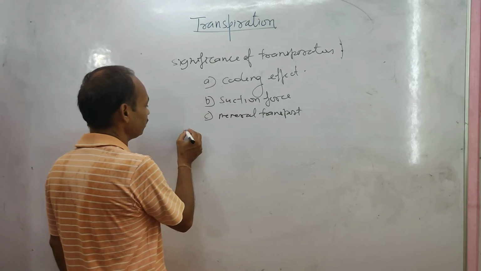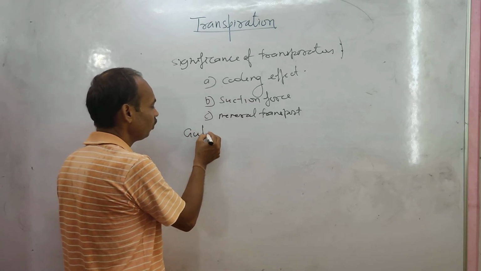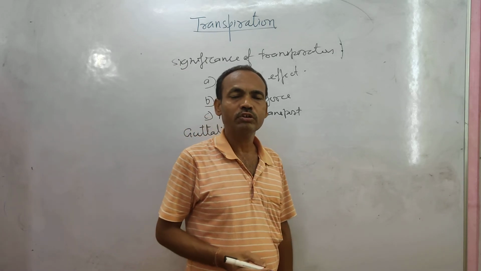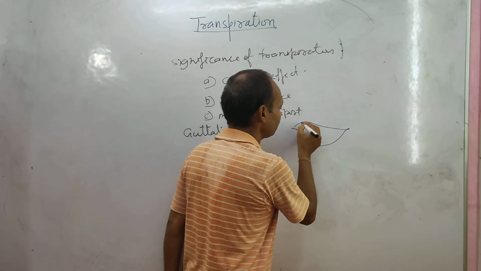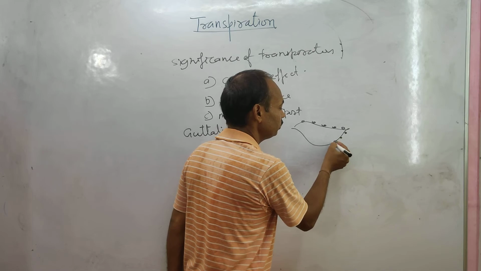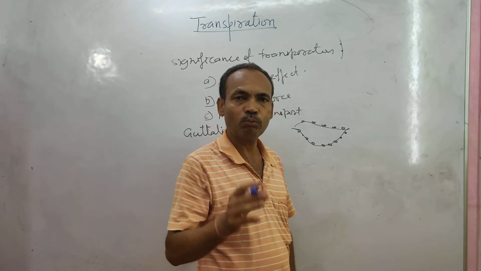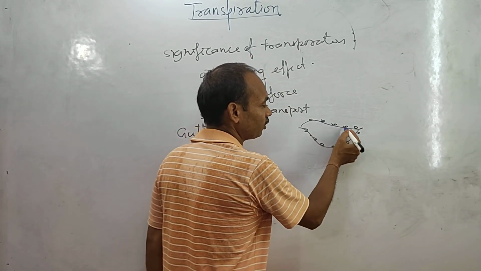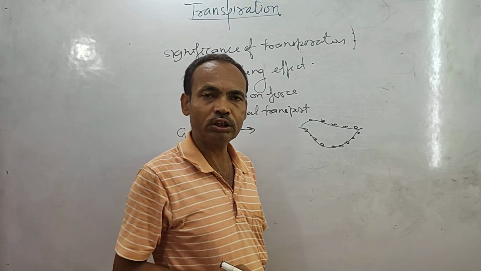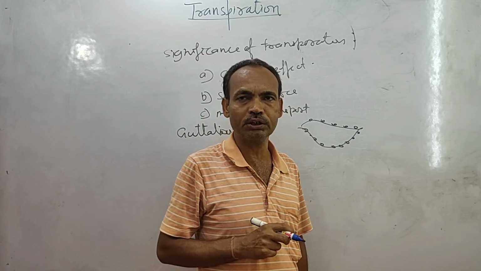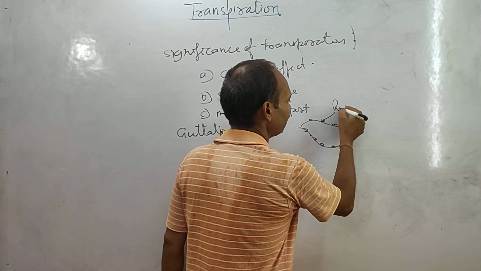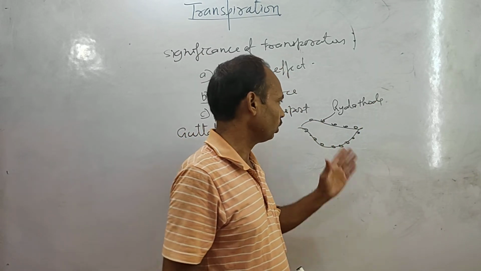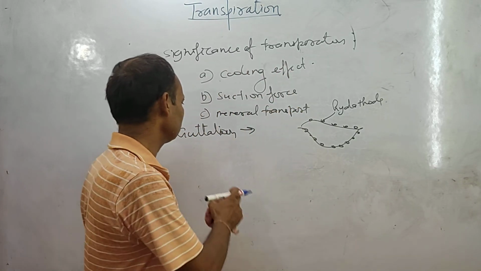Now the other important topic is guttation. What is guttation? In winter, you have seen drops of water at the margin of a leaf. This happens when there is more absorption of water but less transpiration. So water comes out from the margin of the leaf, which has minute hole openings known as hydathodes. Water comes out of the leaf from these hydathodes. This is known as guttation.